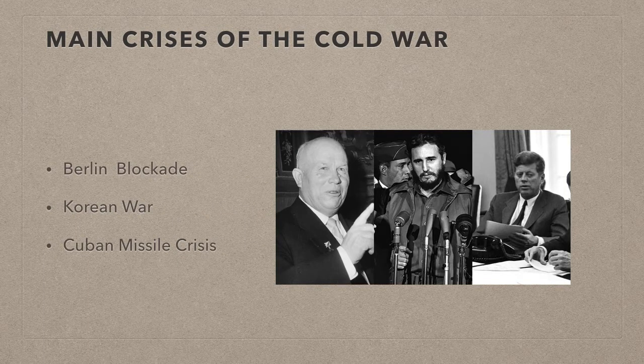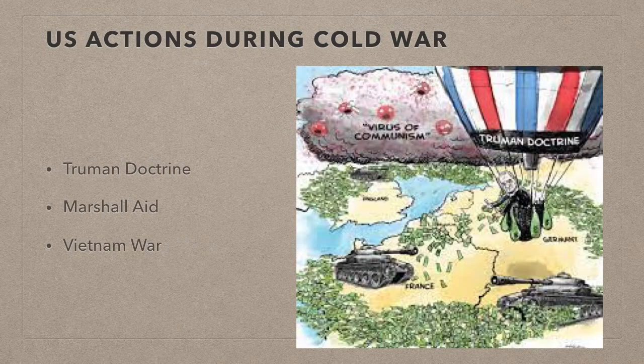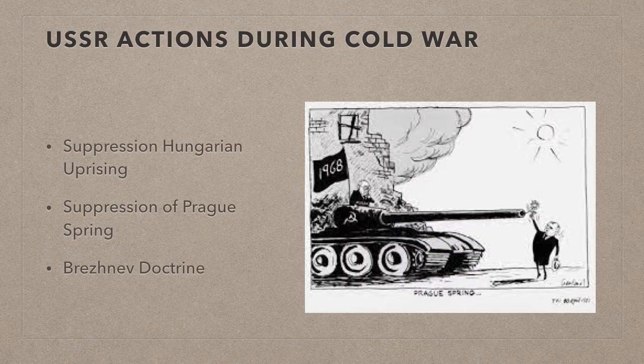So we have looked at some of the biggest events of the Cold War when we discussed the Berlin blockade, the Korean War and the Cuban Missile Crisis. We've also looked at the US policy of containment to stop the spread of communism through actions like the implementation of the Truman Doctrine, Marshall Aid, and the disastrous Vietnam War. We also looked at Soviet attempts at keeping communism strong by putting down popular uprisings like the Hungarian Uprising in 1956 and the Prague Spring of 1968, as well as the Brezhnev Doctrine which followed that.